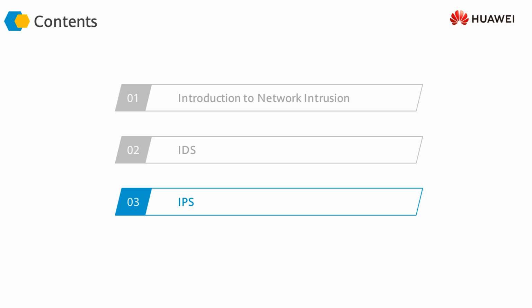So IDS was an older technology or an older technique of handling intrusions. The technique that is mostly used today is called the IPS, or the Intrusion Prevention System. Let's take a look at what an intrusion prevention system is, what is the difference between IDS and IPS, and what are the advantages of IPS over the IDS.